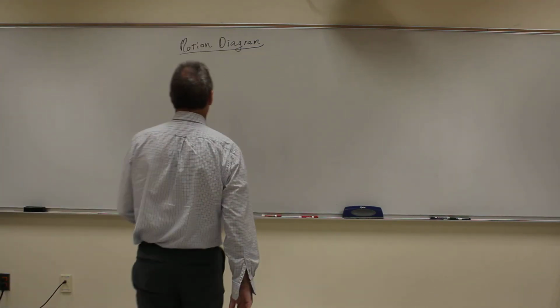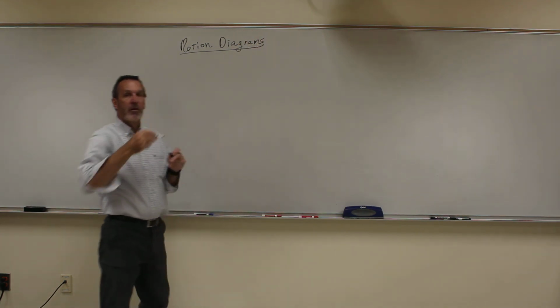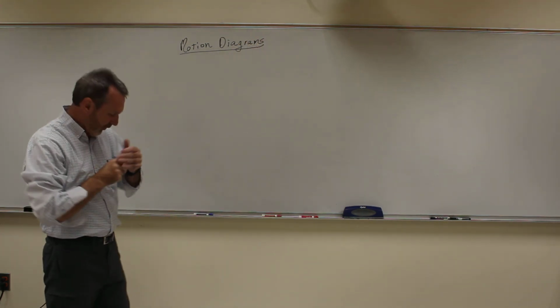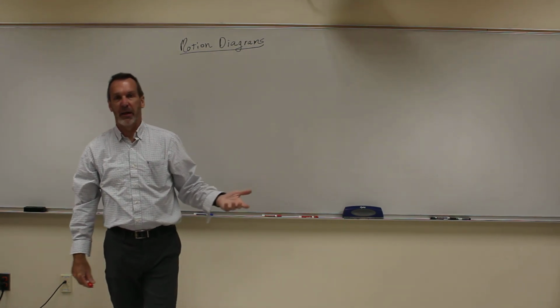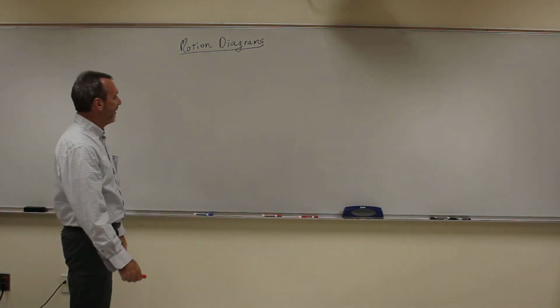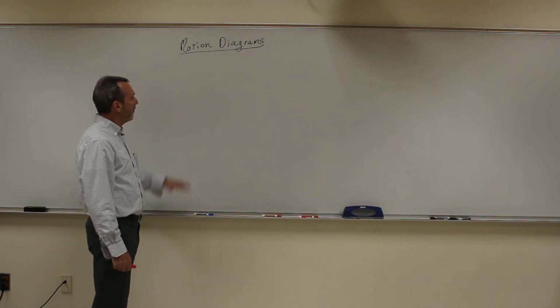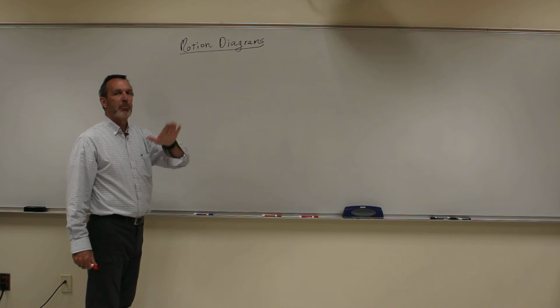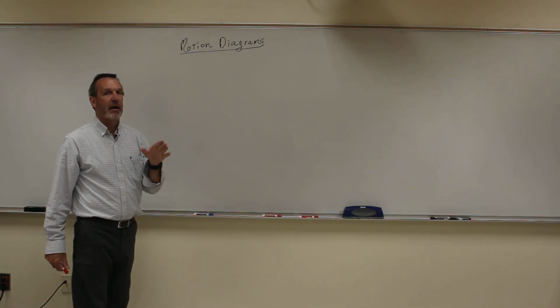All right, now we're going to talk about motion diagrams. Well, the first few chapters in the book here, chapters 1 through 4, are all about kinematics, or motion, and how things move and how we determine how they move, all that kind of stuff. So the first thing we're going to do is a very simple way of representing motion. We're going to do this by just using dots.